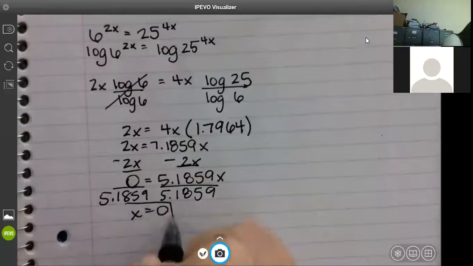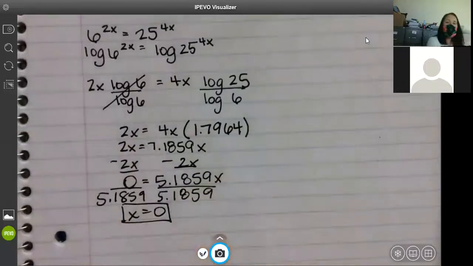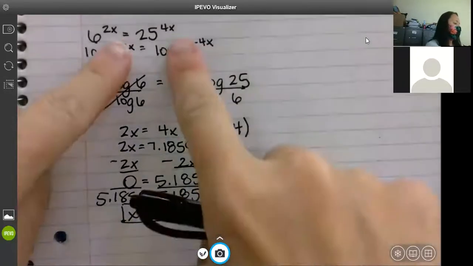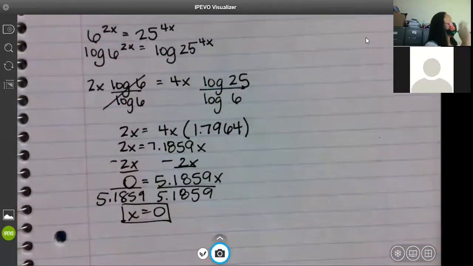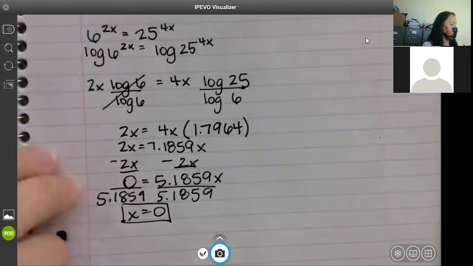Will it be 0 all the time? No. These are just 0 because both of your powers right here contain like 2 times x or 4 times x. So the other one was 3 times x and 1 times x. So those will always be 0 like that. But if it's add or subtract, like the next ones, it will not be. Okay. So again, these are the crappy ones.